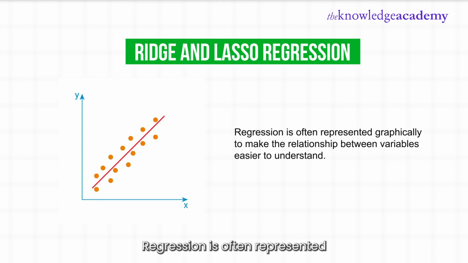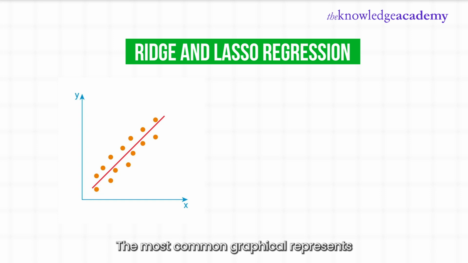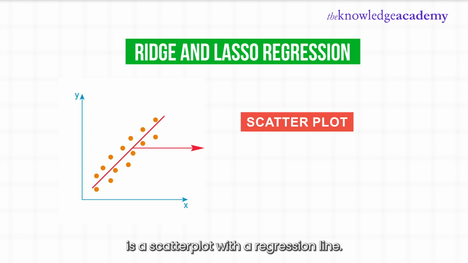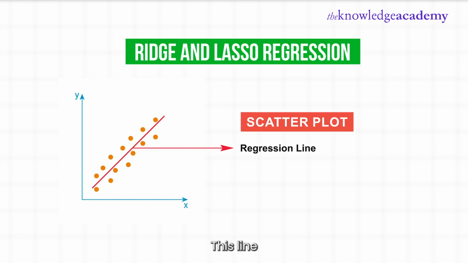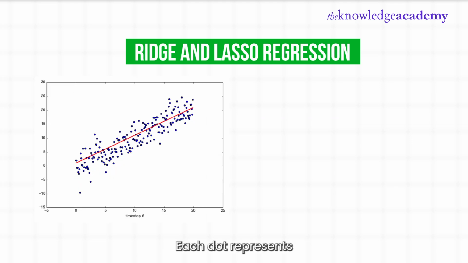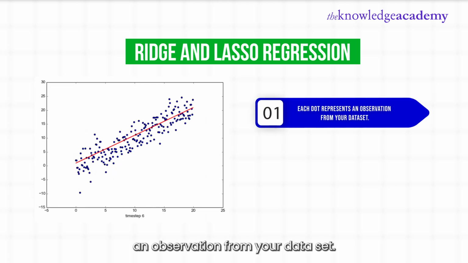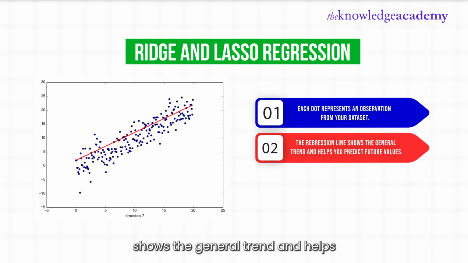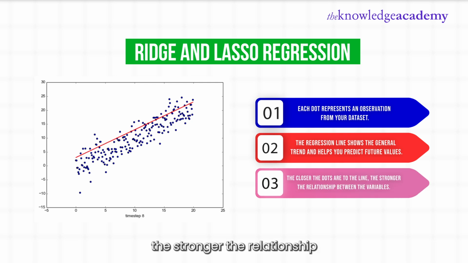Regression is often represented graphically to make the relationship between variables easier to understand. The most common graphical representation is a scatter plot with a regression line. This line summarizes the relationship and can be used for predictions. Let's see how it looks. In this plot, each dot represents an observation from your dataset. The regression line shows the general trend and helps you predict future values. The closer the dots are to the line, the stronger the relationship between the variables.